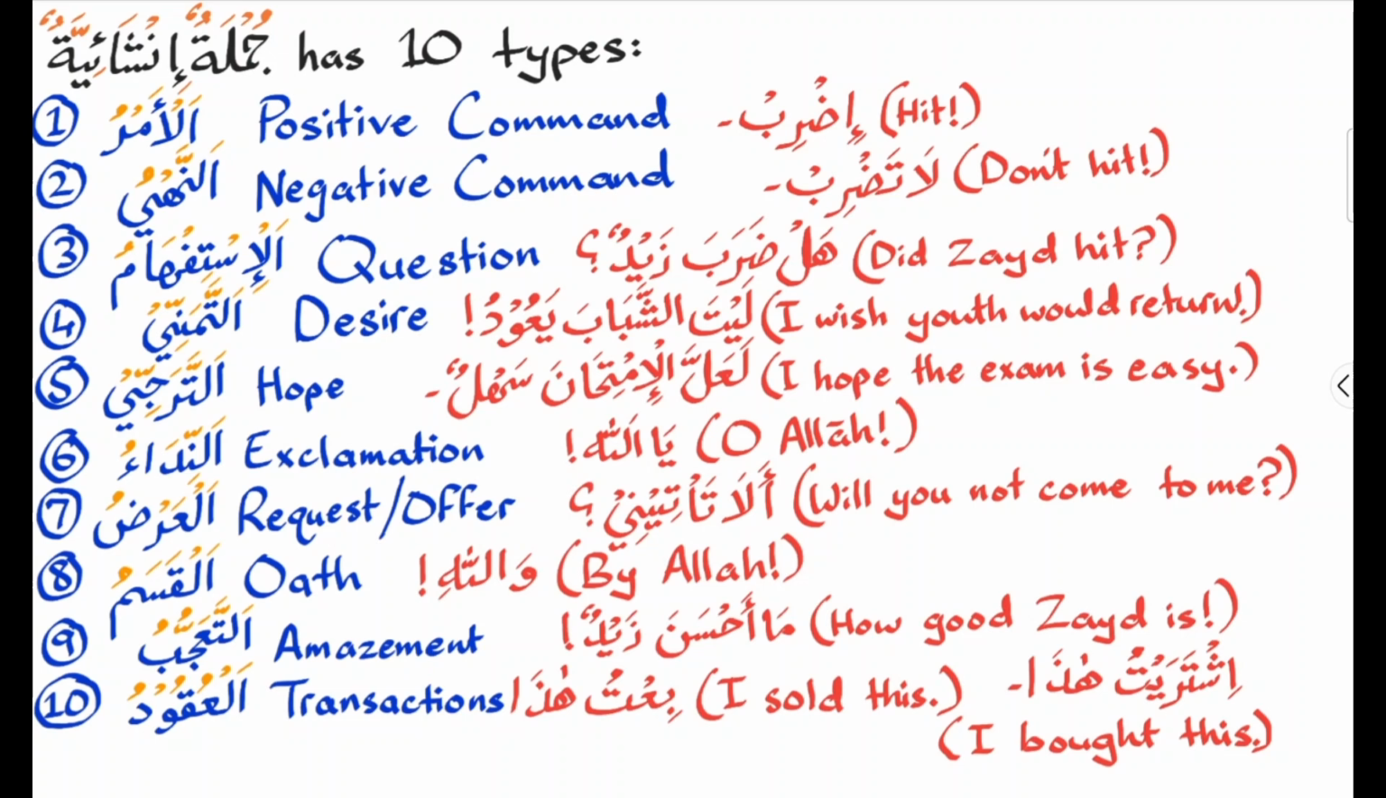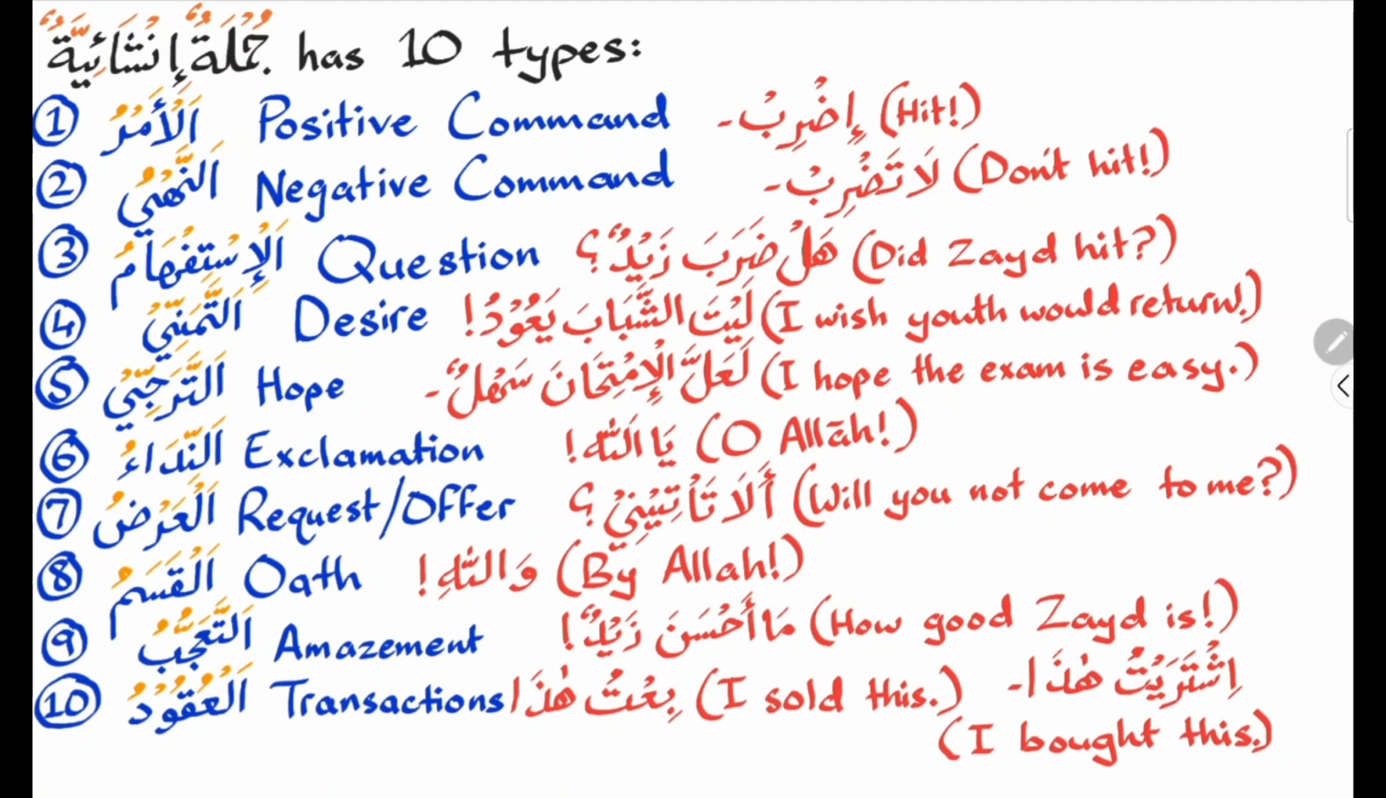Number 9 is At-Ta'ajjub, amazement. This is basically an exclamation, but any phrase which shows amazement is included in At-Ta'ajjub. For example, Ma ahsana Zaydun, how good Zayd is. And finally, number 10, we have Al-Uqud, which means transactions. Now this means transactional statements. For example, Bi'tu hadha, I sold this. Or Ishtaraytu hadha, I bought this.